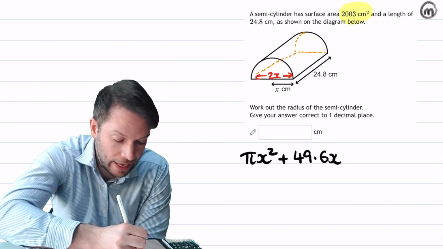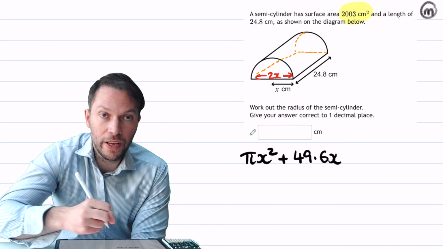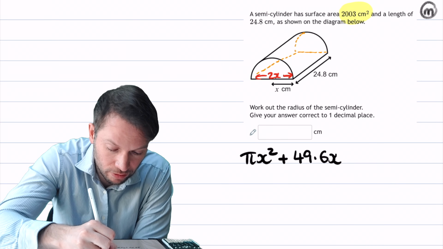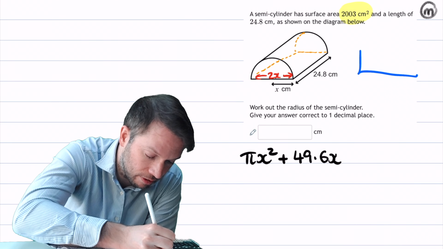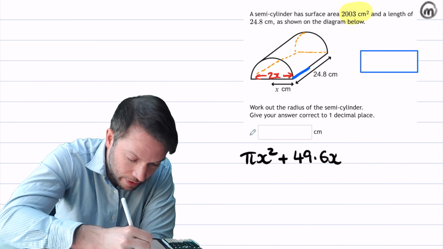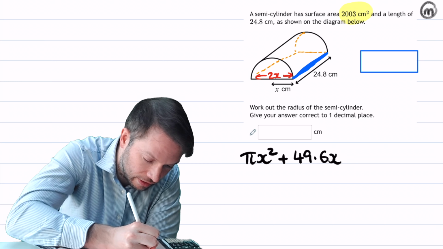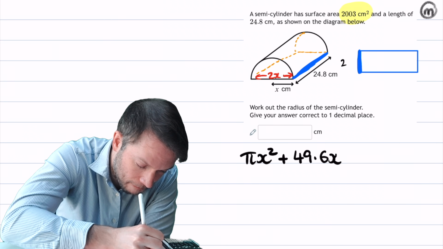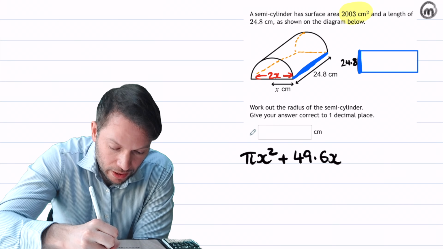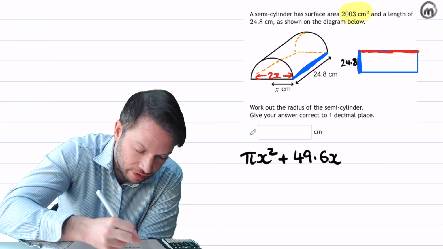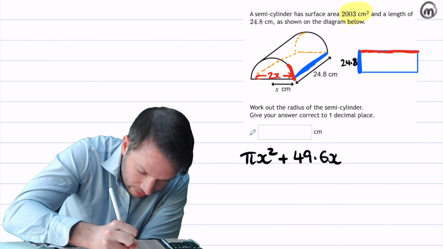Now, finally, we've got the area of this top face here, the curved face. If we fold it out, you can see we're going to get a rectangle like this. Now, we can see that this length here is just this length here. So let's make that 24.8.